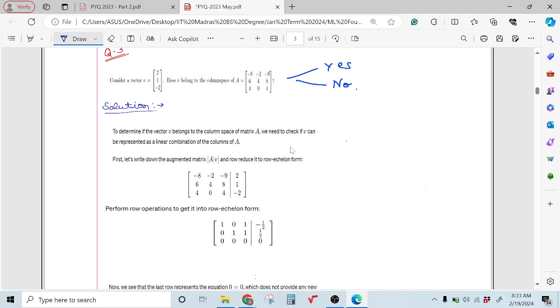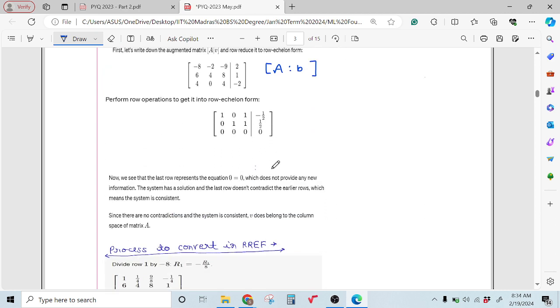So let us write down the augmented matrix first and reduce it to row echelon form. So we will write this: minus 8, minus 2, minus 6, 4, 8, 4, 0, 4, and this is our vector v, (2, 1, minus 2). This is the augmented form of the matrix, A | b. Then perform row operations to get it to row echelon form. So the row echelon form is this. You can also calculate this, and this is our actual row echelon form.